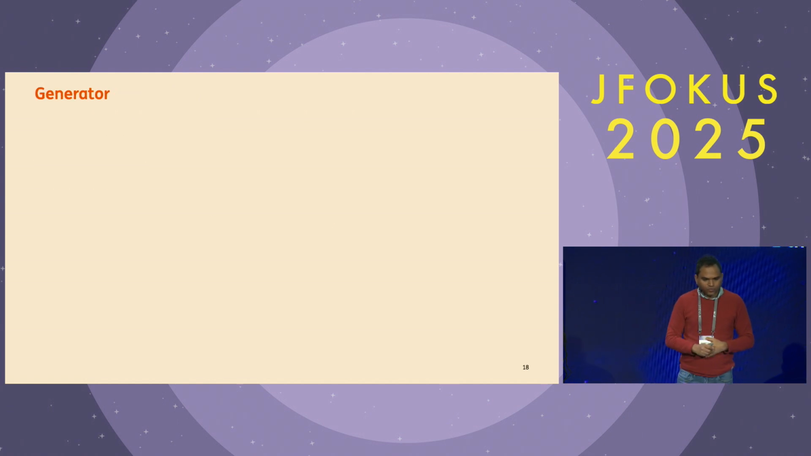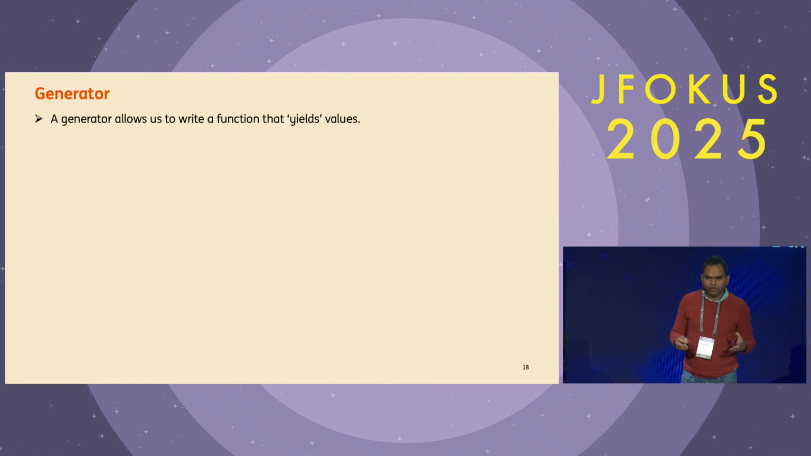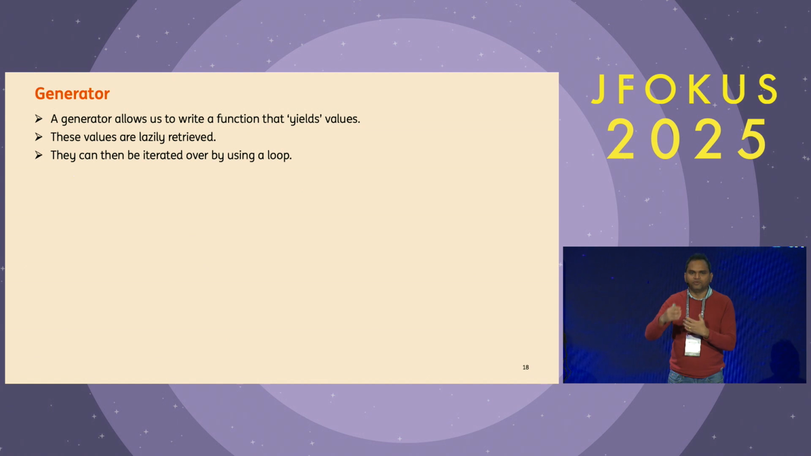So let's start first with the generator. Well, first, what is a generator? A generator is actually a data structure that allows us to write a function that returns multiple values, or that yields multiple values. So typically, when you have a function, it returns one value. But with a generator, you can write a function that returns multiple values, and not all of them at once. So these values are lazily retrieved. And you can also iterate over these values by using a loop, like in this example here.